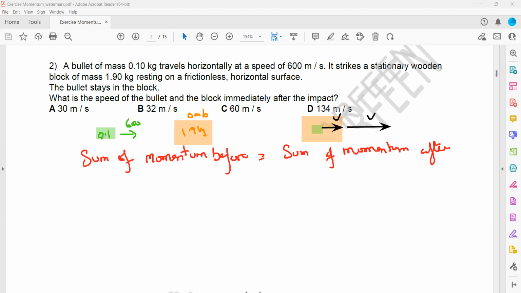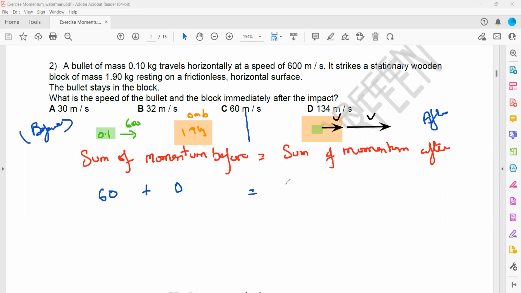So what is the total momentum before collision? So 0.1 into 600, that's equal to 60. So the bullet, this side is for before, this one is after. So this is 60 plus the block was initially stationary, so 0.